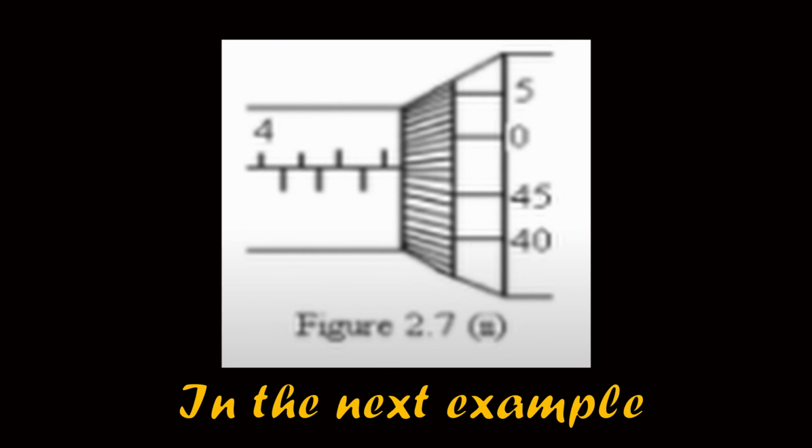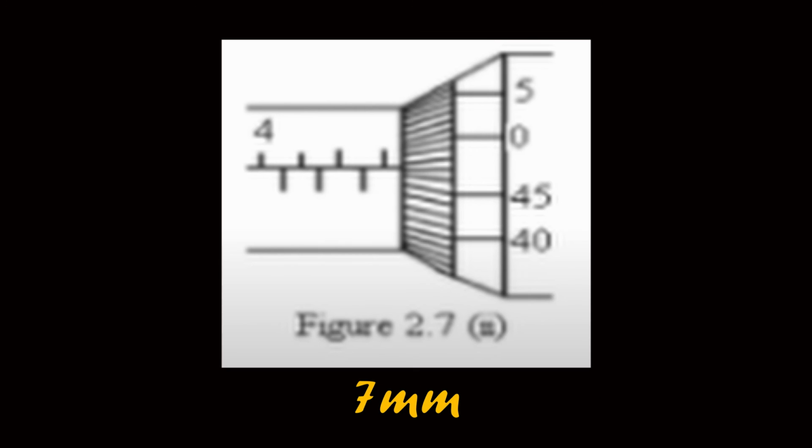In the next example, we see that the sleeve gives us 7 mm and the thimble gives us 0.47. This totals to 7.47 mm.